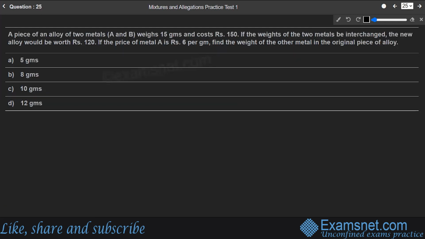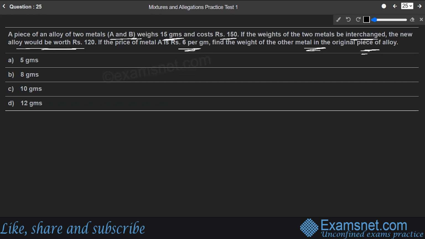Now, a piece of an alloy of two metals A and B weighs 15 grams and costs rupees 150. If the weights of the two metals be interchanged, the new alloy would be worth rupees 120. If the price of metal A is rupees 6 per gram, find the weight of the other metal in the original alloy.